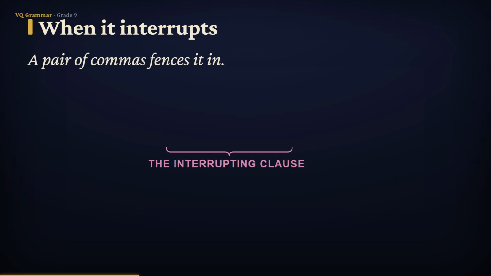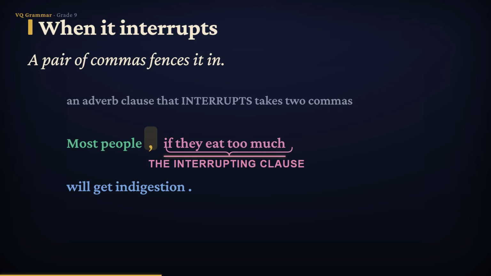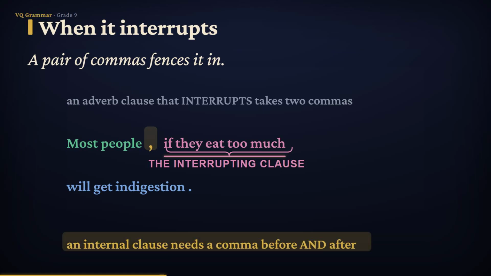Sometimes an adverb clause doesn't lead or trail. It jumps right into the middle of the sentence and interrupts it. When that happens, you fence it off with a pair of commas, one on each side. Look. Most people, if they eat too much, will get indigestion. The main idea is, most people will get indigestion. And right in the middle, we've dropped the clause, if they eat too much. Because that clause interrupts the flow, it needs a comma before it and a comma after it. Think of the two commas as little fences, keeping the interruption clearly separated on both sides.